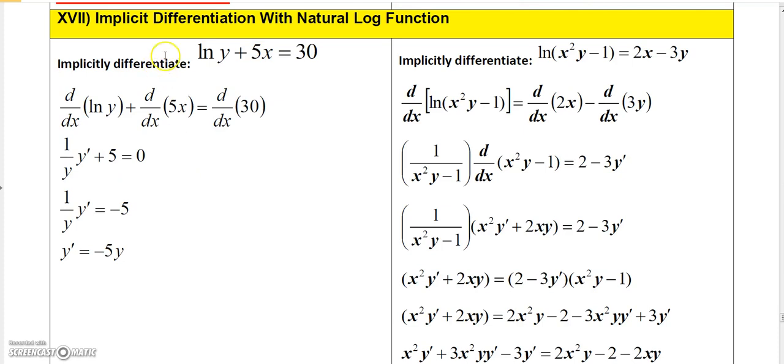In this one we're going to continue with implicit differentiation, and we're going to throw in some natural log functions. Now this first one is pretty straightforward.